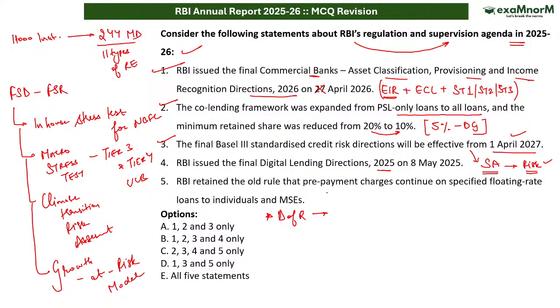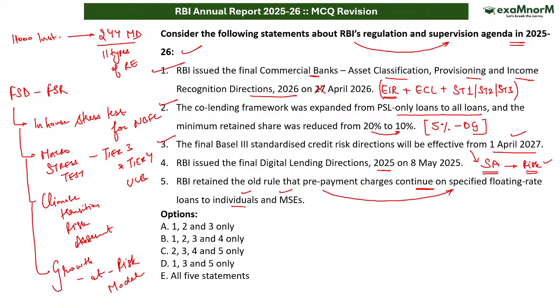RBI retained the old rule that prepayment charges continued on specified floating rate loans to individuals as well as MSMEs. तो मैं अगर यहां पे कहूं तो सर, if you are borrowing from a bank and it's a floating loan, and in case of a floating loan there will be no prepayment charges if the loan is borrowed by an individual or by an MSME in most of the cases. But कुछ ऐसी specific conditions हैं जहां पे ये involve होगा. So that will be RBI retained the old rule that prepayment charges continued.